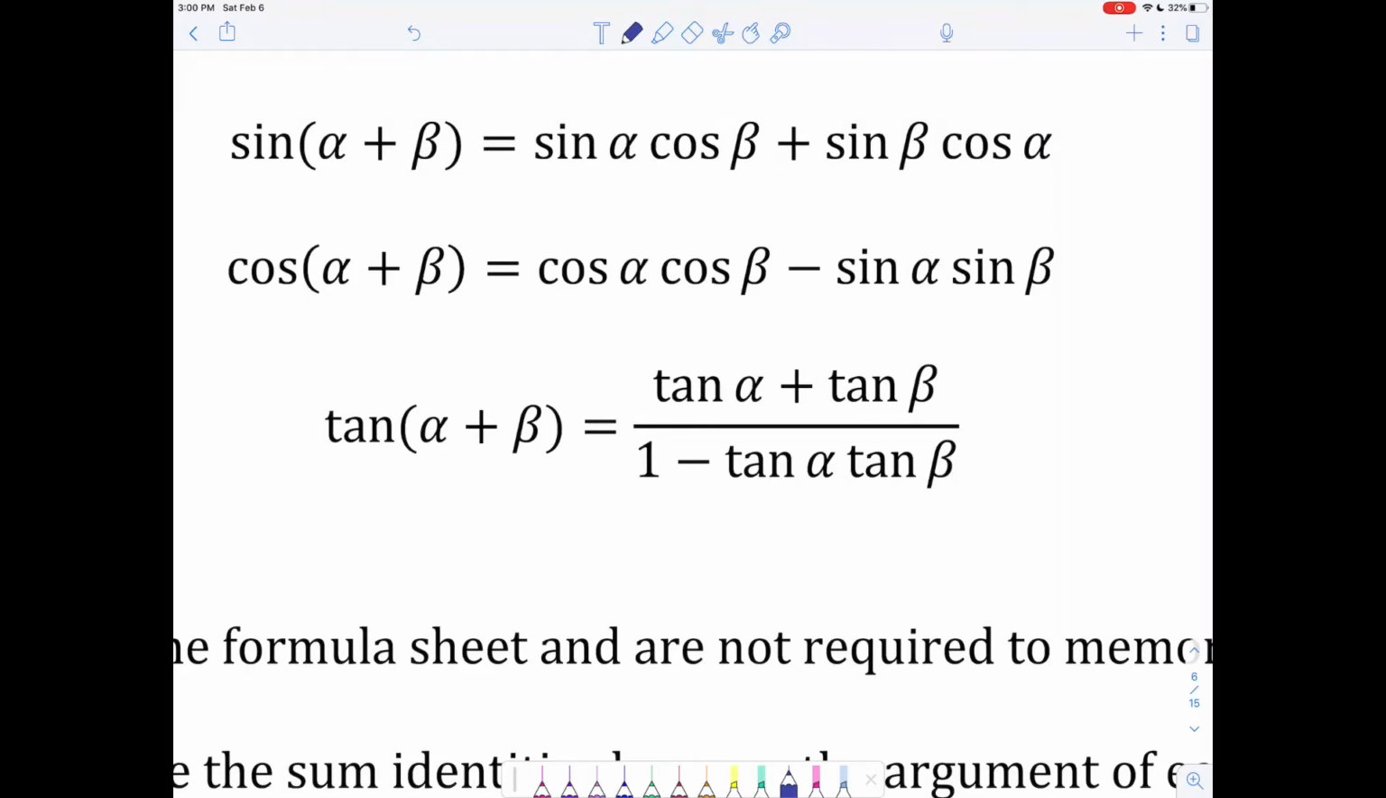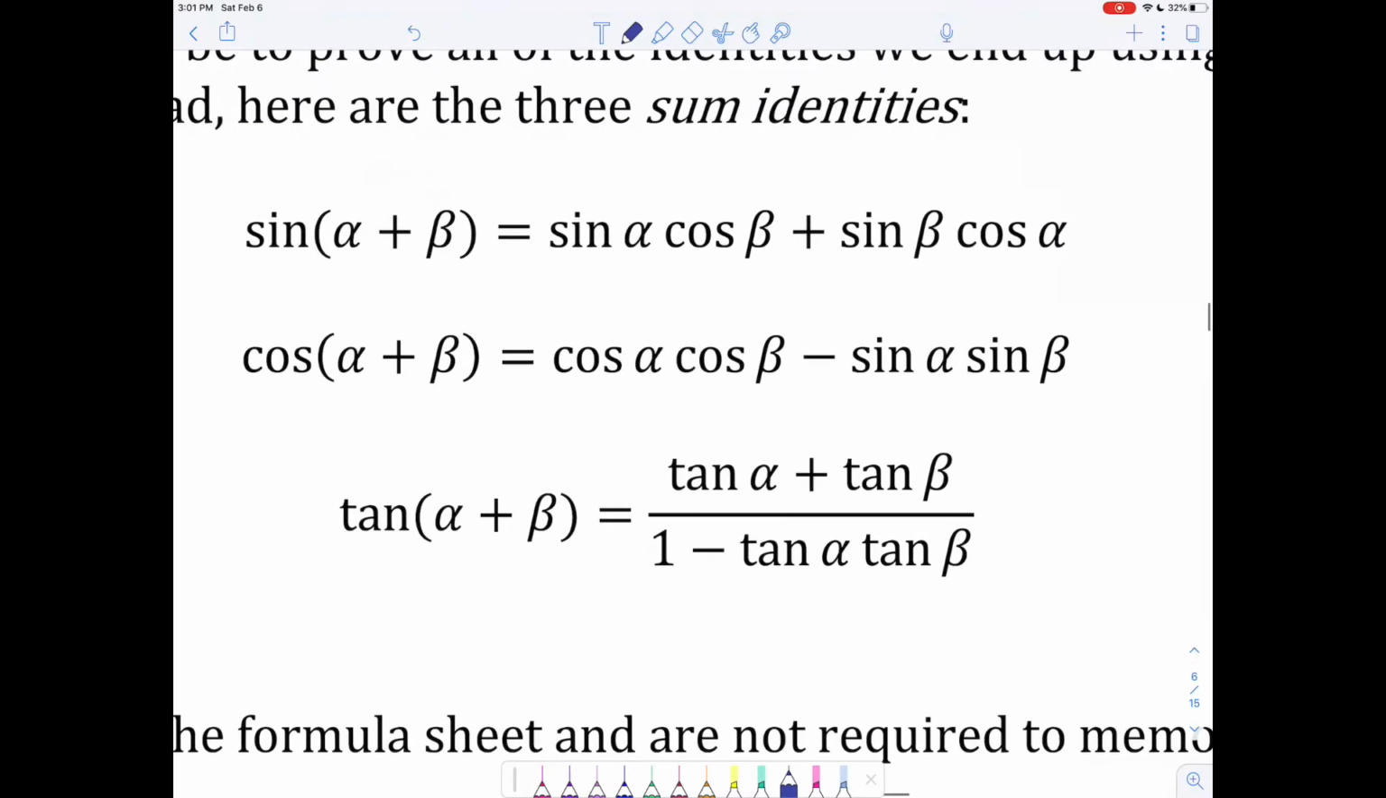We can use these to develop the difference identities. Once we have these identities already existing, getting the difference identities and the double angle identities isn't actually so bad. We'll be replacing all these betas with negative betas, so that we can have the sine of alpha minus beta and the cosine of alpha minus beta. And when we replace these with negative betas, we're going to be replacing these with negative betas as well. Negative betas all over the place.